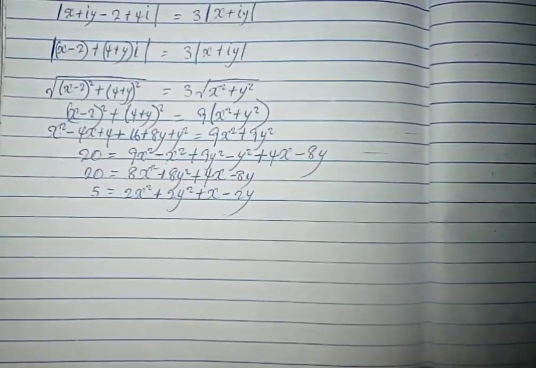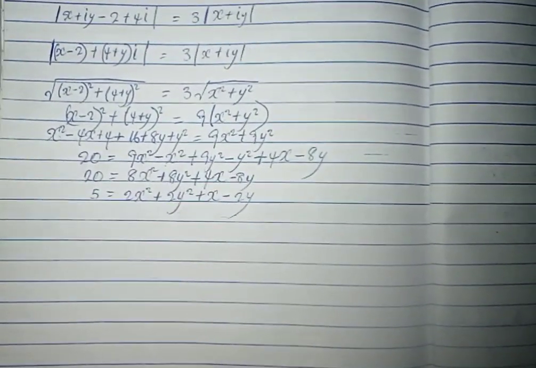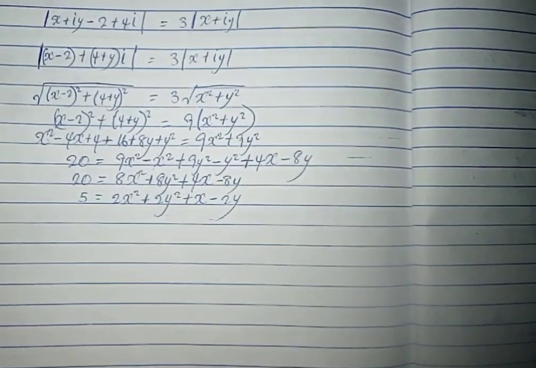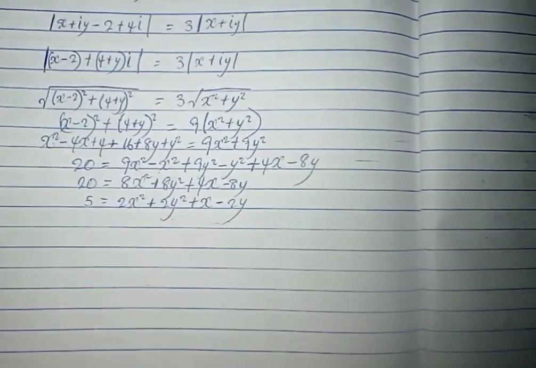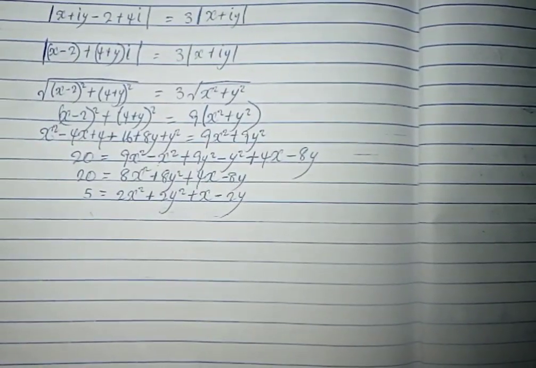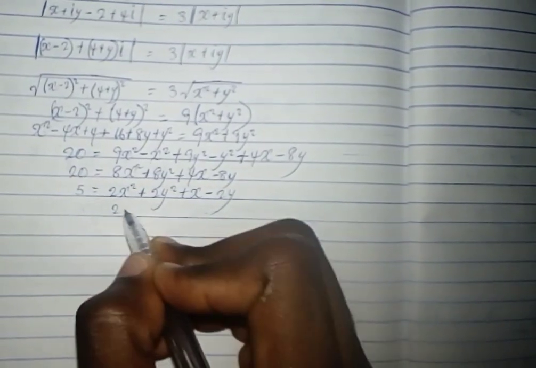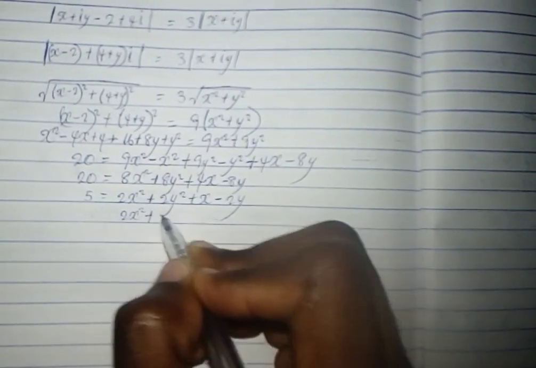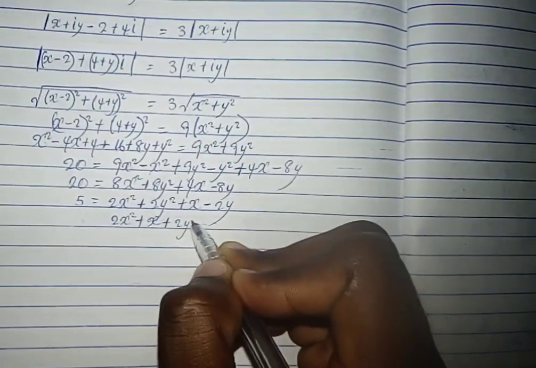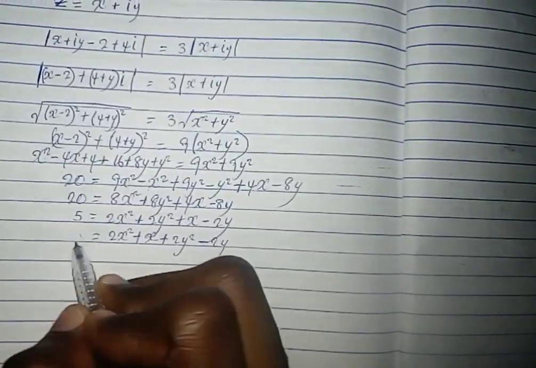Okay, now I could stop here, but I haven't seen the locus of the graph, how the graph should look like. I haven't really seen how this can be in a graph. So I would love to continue by grouping those with the x. I have 2x squared plus x, and for the y, 2y squared minus 2y, and this is equal to 5.